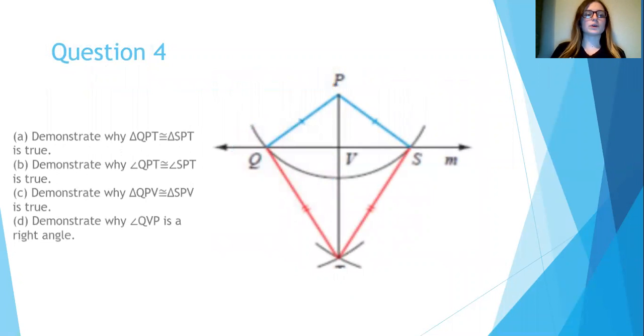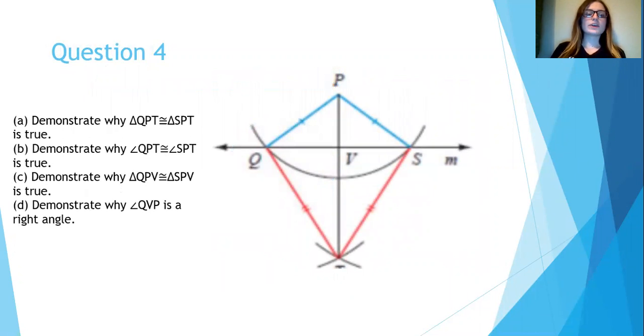So for question 4, part A, we have to demonstrate why triangle QPT and triangle SPT are congruent and why it is true. So let's look at these two triangles. So as you see, QPT and SPT are congruent, and they are congruent because if we folded over triangle QPT onto SPT, they would fit exactly.